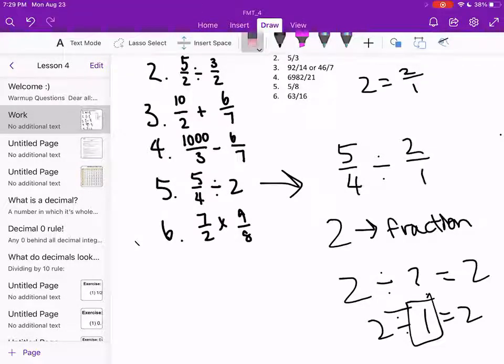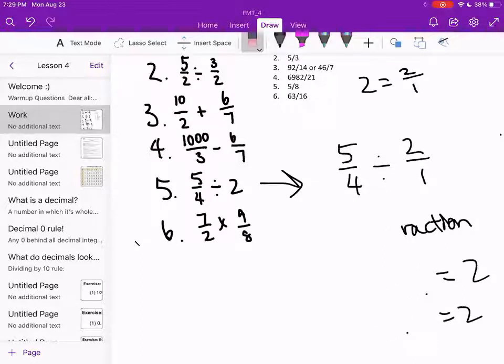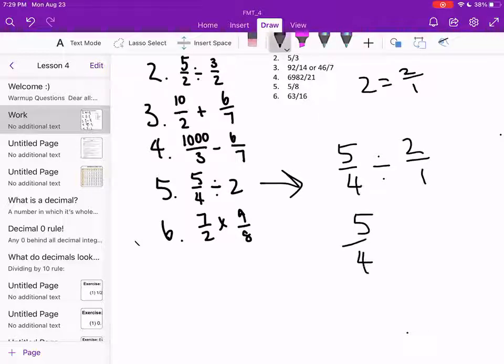So now do you know how to do the problem? Then you have to change the 2 over 1 to 1 over 2, and then basically change the sign into multiply, and add the 5 out of 4. And that equals, and the answer is 5 out of 8. Nice job.